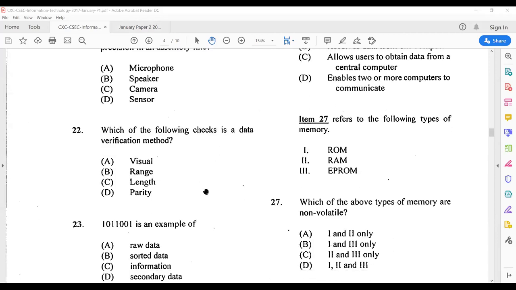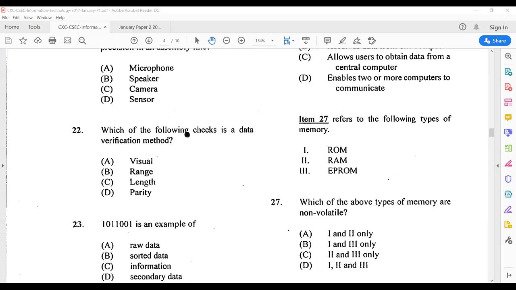Question 22. Which of the following checks is a data verification method? Yes, so visual. Right. So remember, when we refer to checks and data checks, there are normally two categories, right? There is verification and, remember the other one? Double data entry. Well, validation is the other one, right? That's the two main categories.